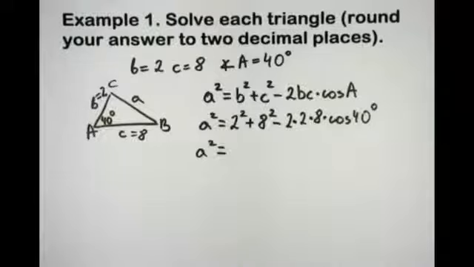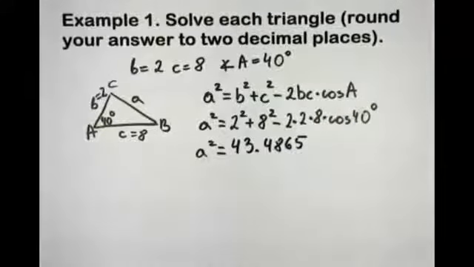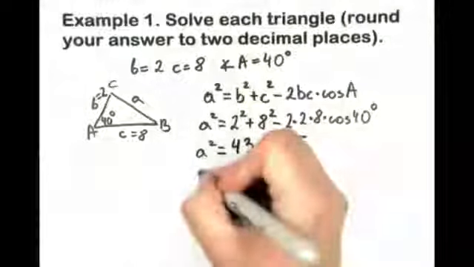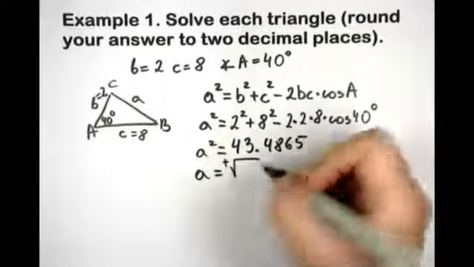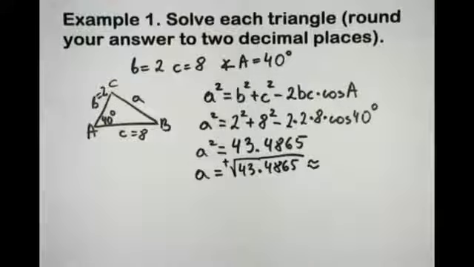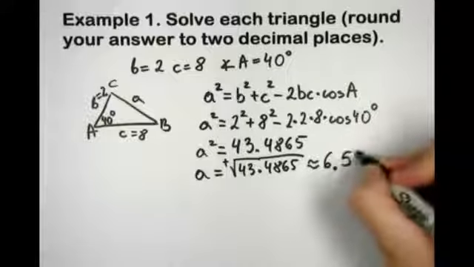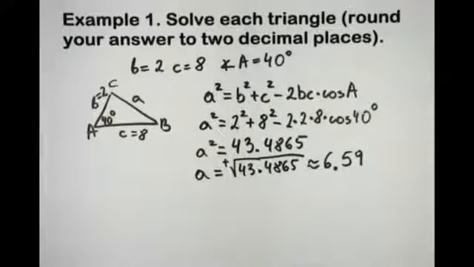Make sure you are in degree mode. So when I punch everything on the calculator, I'm getting 43.48657, and now I can take the square root, because we need to take A, which is the square root of 43.4865 something. So my answer is 6.594, rounded to 2 decimal places that's going to be 6.59.